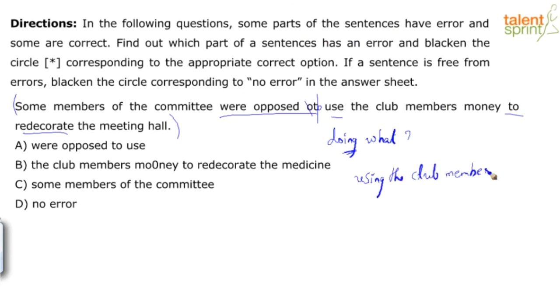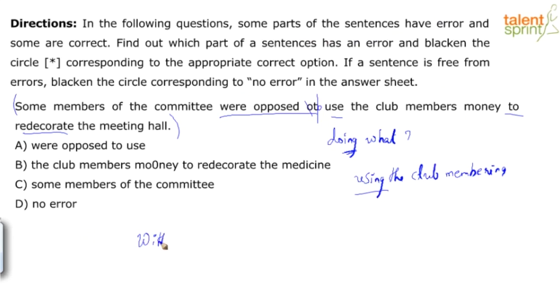Yes. So basically here, this is functioning like a gerund, right? In doing what? Using the club members' money to redecorate the meeting hall is a definite no. Why? Because some members of the committee are opposing it. Are you following? Let me give you another example.